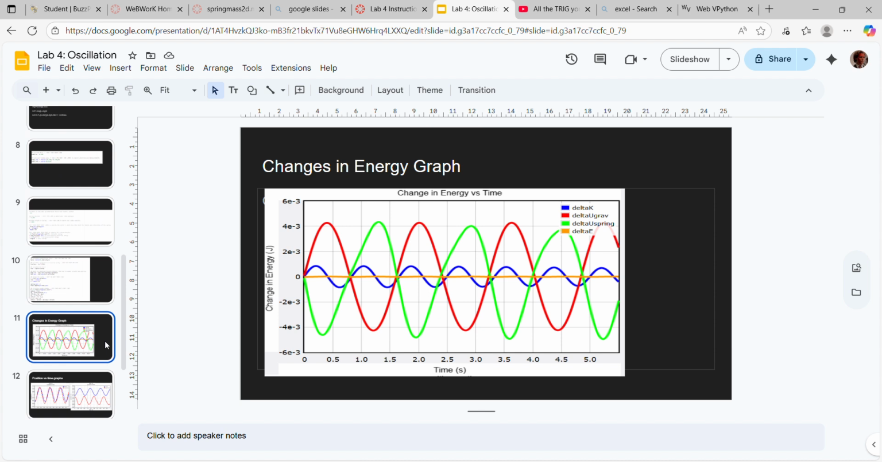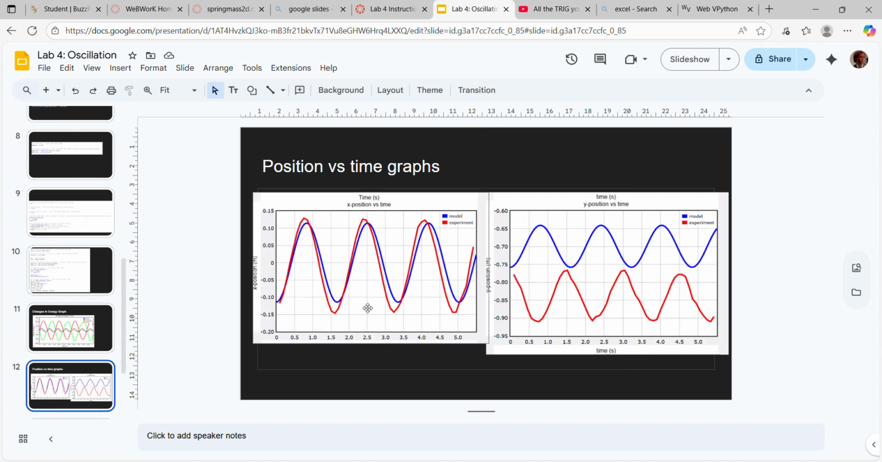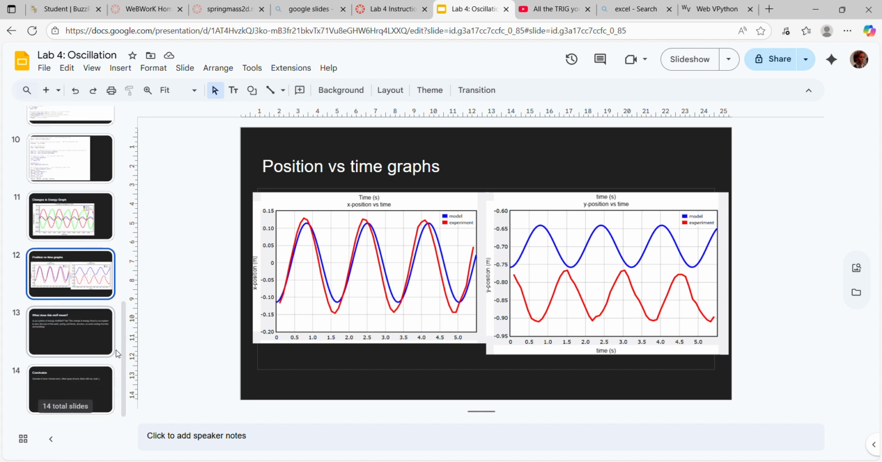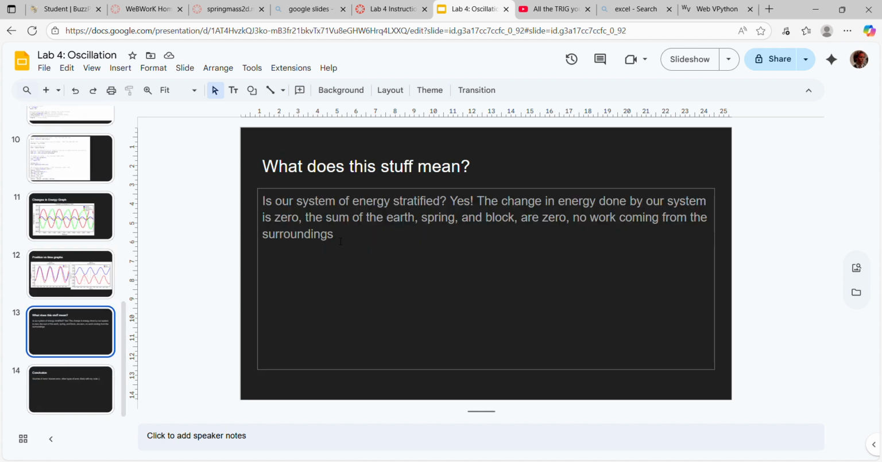This is what our code outputs. As you can see, they all return to 0 at some point when they all attach to each other. And then we come over here and our graphs look about right, I believe. I'm not exactly sure. So what does all this stuff mean? It basically just means, is our system of energy satisfied? Yeah, it is. The change in energy of our system is 0. The sum of the Earth, spring, and block is 0, so no work is coming from the surroundings.